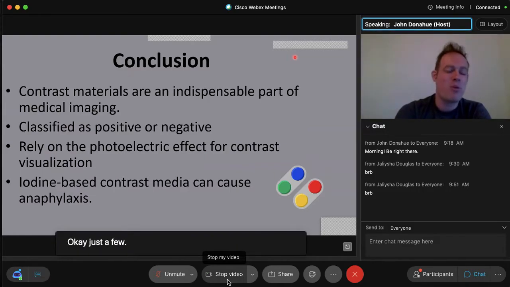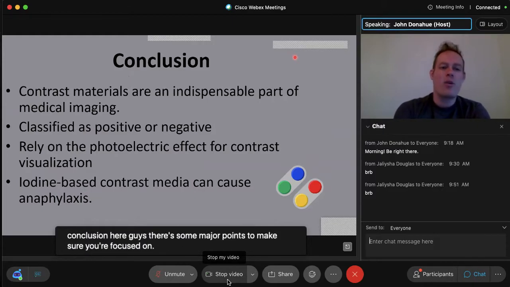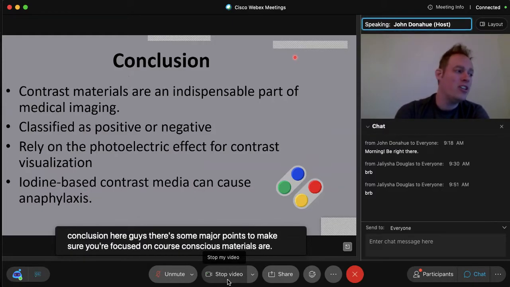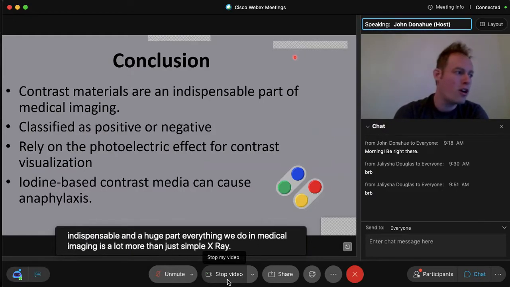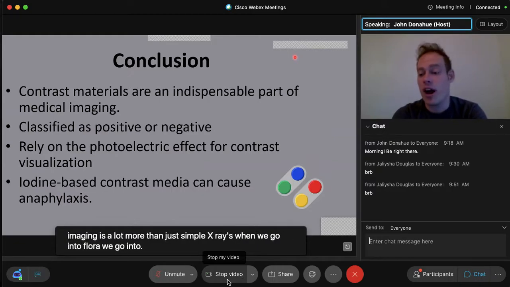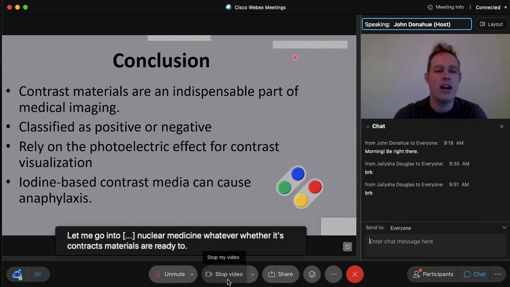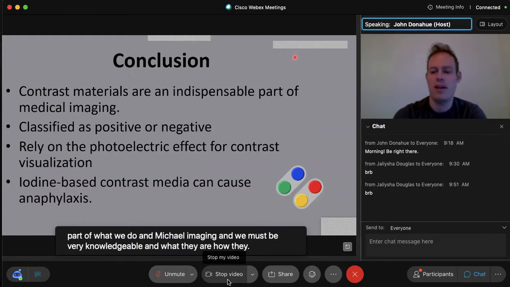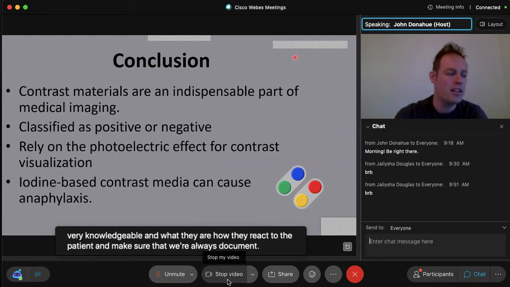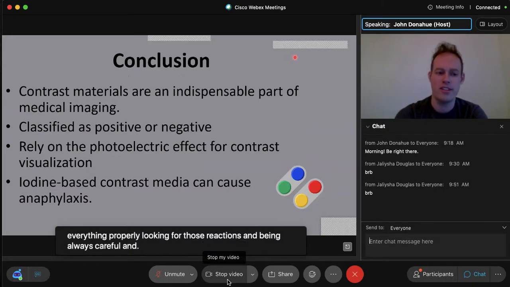Okay, just a few more points, guys. Some points to study. In conclusion here, guys, these are some major points to make sure you're focused on. Of course, contrast materials are indispensable and a huge part of everything we do in medical imaging. It's a lot more than just simple x-rays. When we go into fluoro, CT, MRI, nuclear medicine, whatever, whether it's contrast materials or radiopharmaceuticals, they are a huge part of what we do in medical imaging, and we must be very knowledgeable of what they are, how they react to the patient, and make sure that we're always documenting everything properly, looking for those reactions, and being always careful and safe when we utilize them.